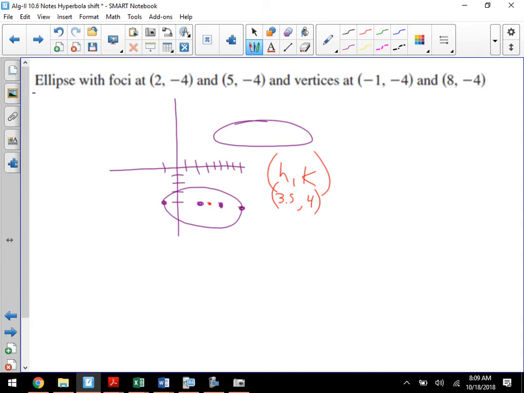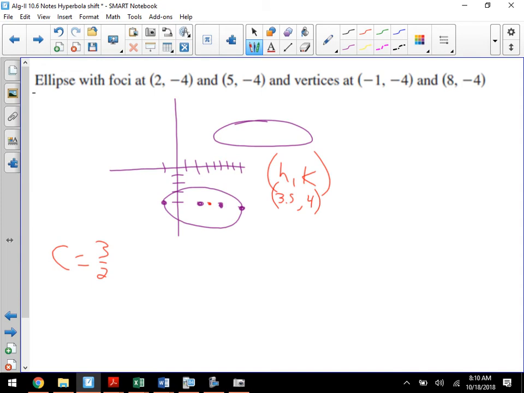Okay. How far away is 3.5 from 5? 1.5. Okay. So this is the distance to the focus. So I'm going to start with my C value is 1.5. Can I rewrite that as a fraction? It's going to be a little bit easier to square. What's 1.5 as a fraction? 3 halves.